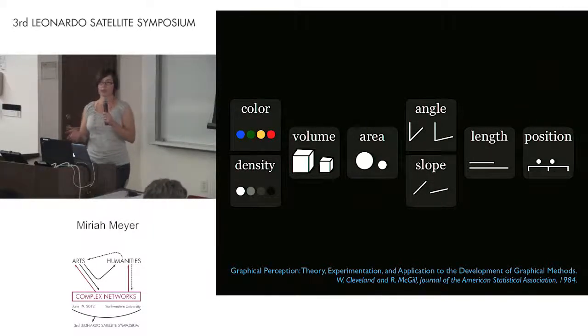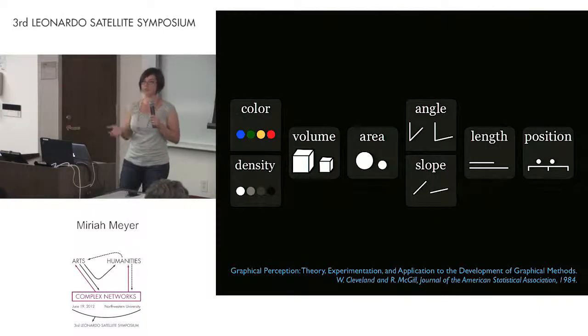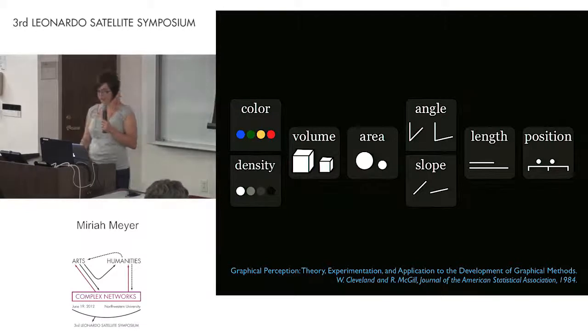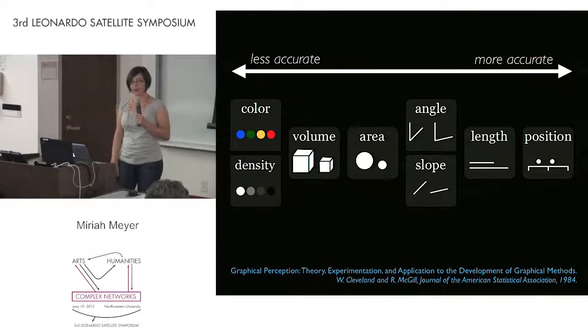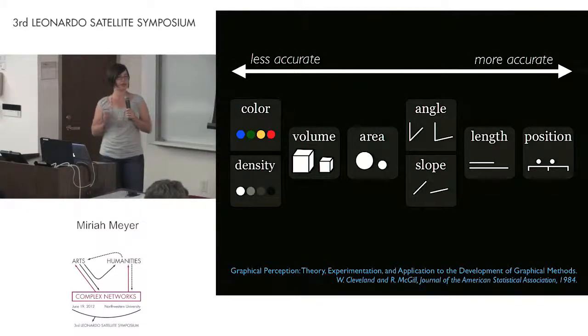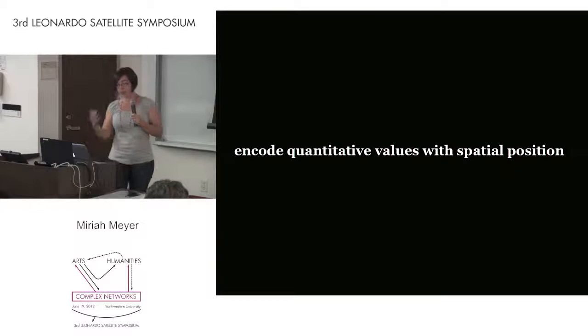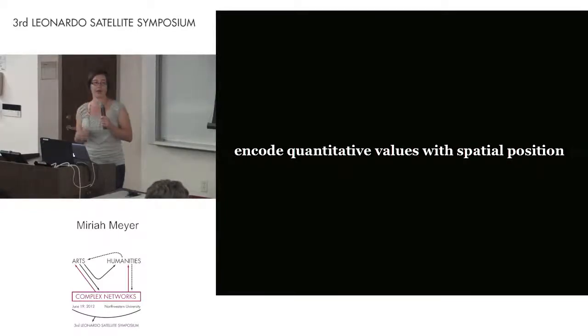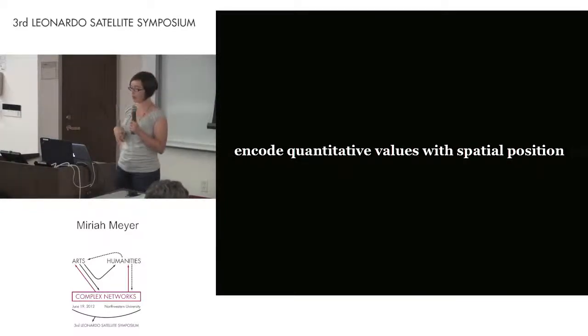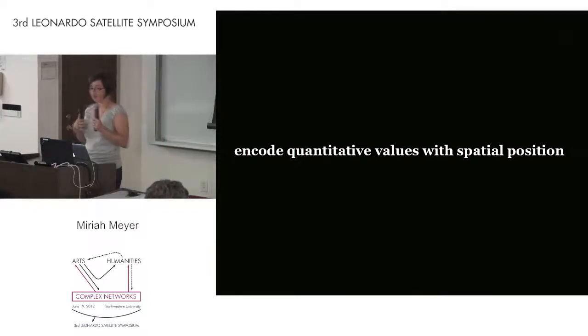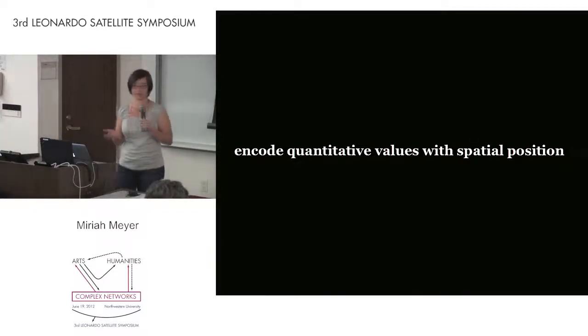A lot of these early researchers also conducted controlled laboratory experiments to understand which kinds of encodings are easiest for us to interpret. It turns out for numbers that color is actually the hardest encoding channel for us to use to accurately compare quantitative numbers, whereas spatial encodings such as position or length are actually the best. So in going into designing Pathline, we went in with the idea that we wanted to encode quantitative values with spatial position wherever we could.